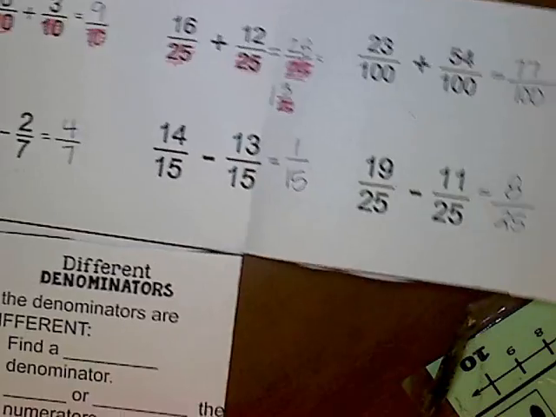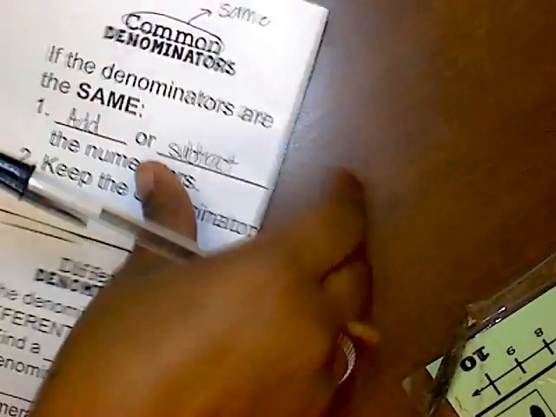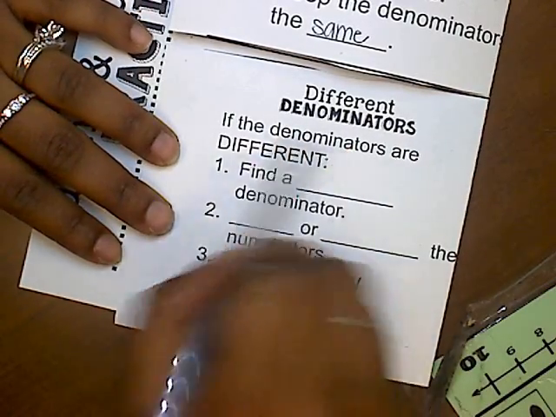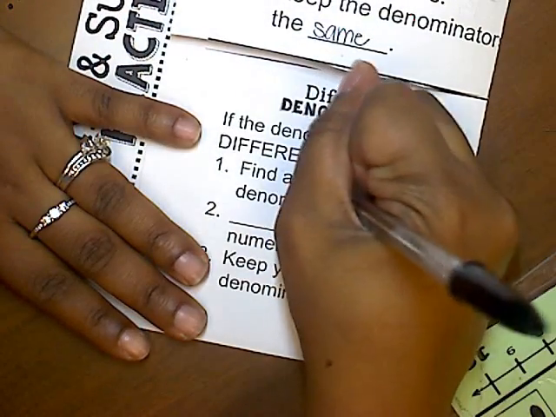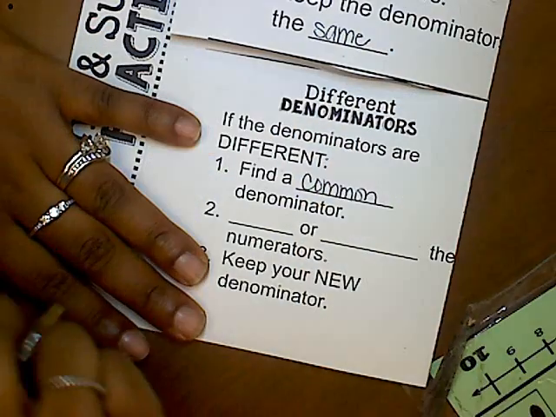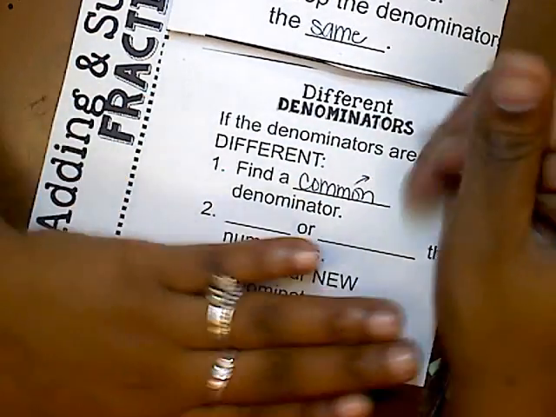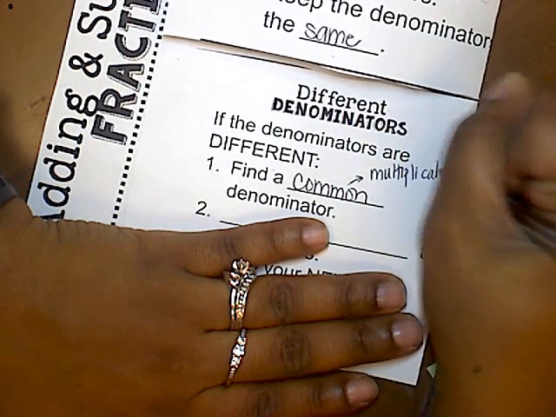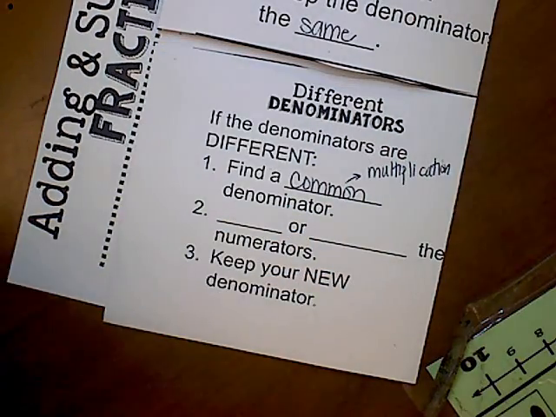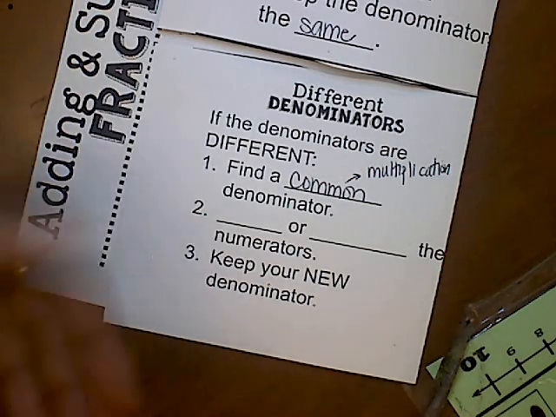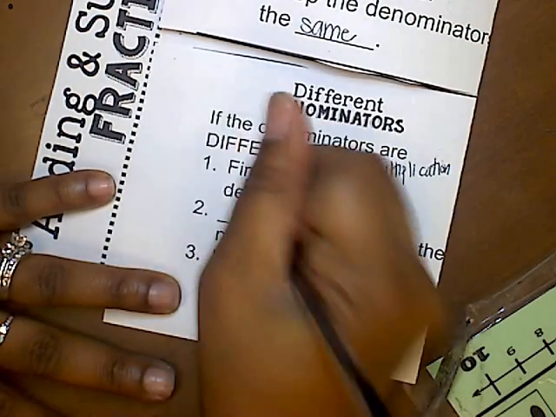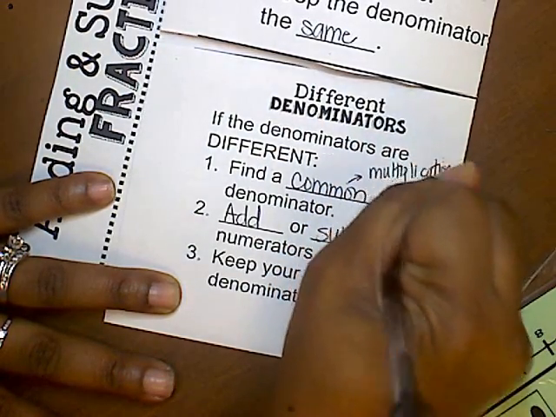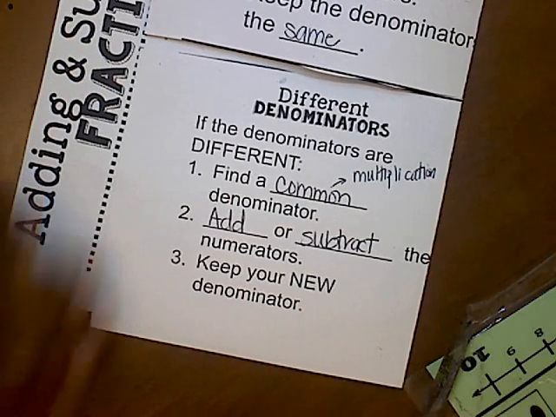It's pretty straightforward when we have the same denominator. But when we're focusing on different denominators, that's when it gets a little complicated. So if the denominators are different, we need to find a common denominator. And we do that through multiplication. So we're going to multiply to find common denominators. And then once we have those common denominators, we go ahead and do what we've been doing, which is add or subtract. And then we just keep our new denominator.